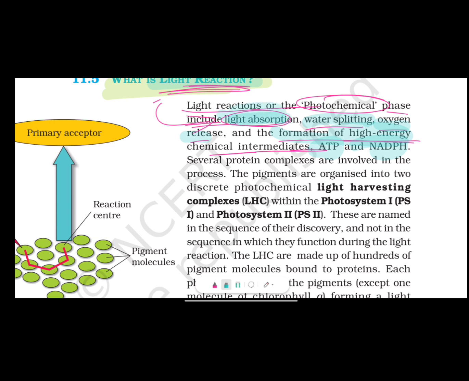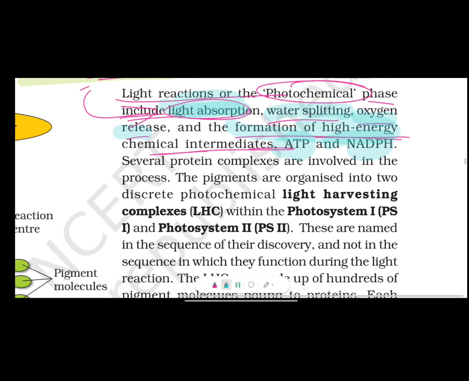By the light which was absorbed, the water will get split. As the water gets split, the two hydrogens will go out and we will get oxygen, right? Then it will result in the release of O2 molecule, that is nothing but oxygen release, and the formation of high energy. As all this happens, we will get high energy intermediates, that is nothing but the ATP and NADPH.